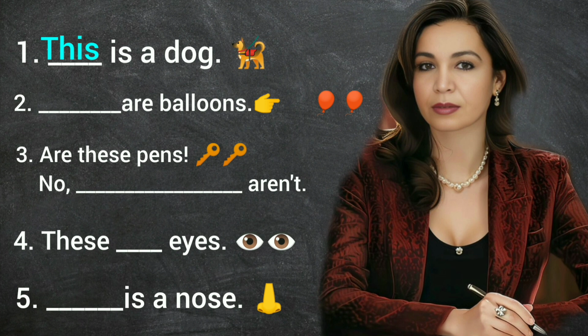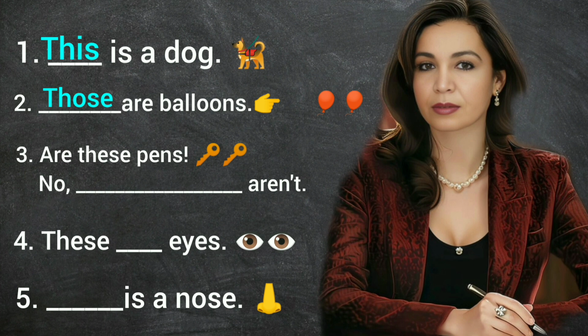Now the next sentence. There are balloons and the sentence says dash are balloons. So from this sentence we can understand that there are many balloons, more than one. We also can see that the balloons are far. So what we have to write? Yes, those are balloons. Let us move to the third one.